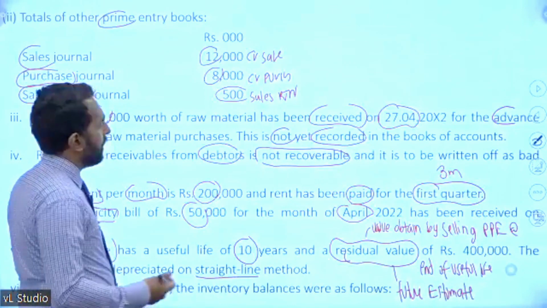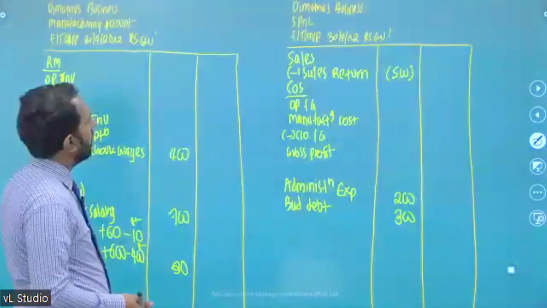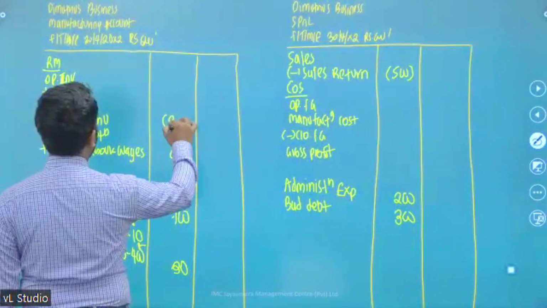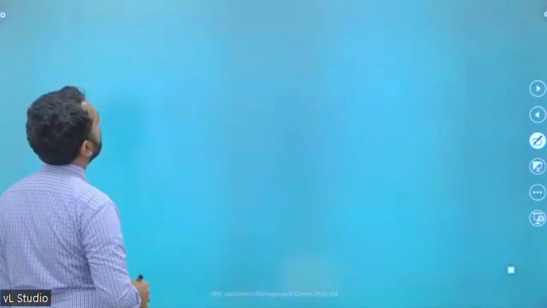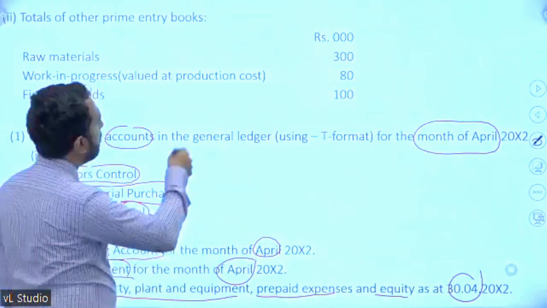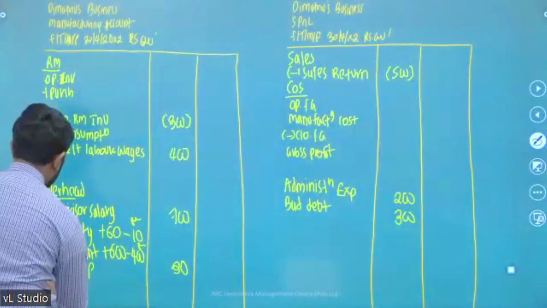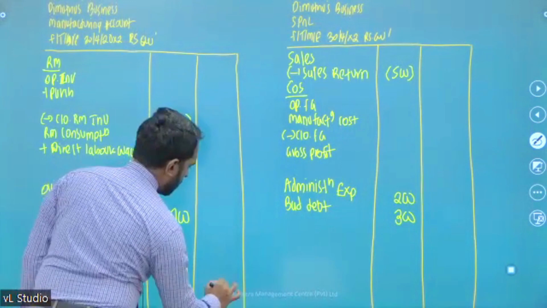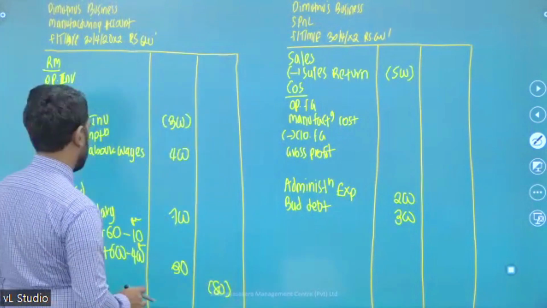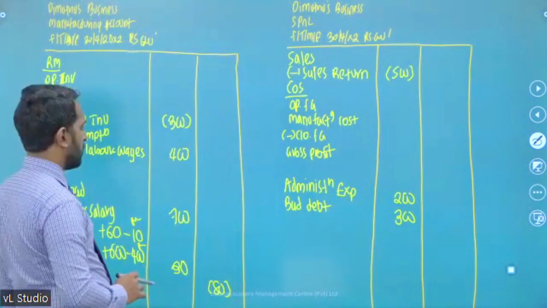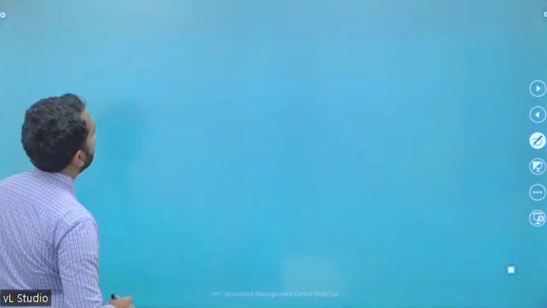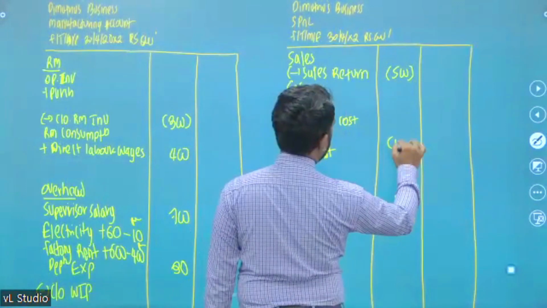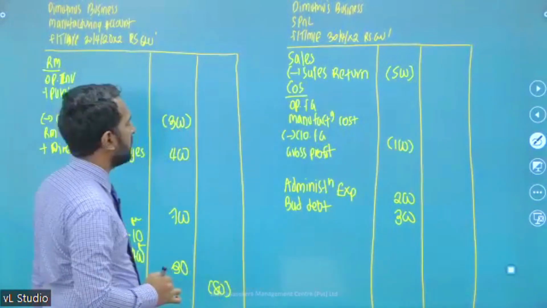At the end of the month, the inventory balances were as follows. We have been given the inventory balances. Raw material, the closing balance is 300. Okay. Closing work in progress at the production cost is 80. It's not on the prime cost, it's on the total production cost. Closing finished good balance is 100.